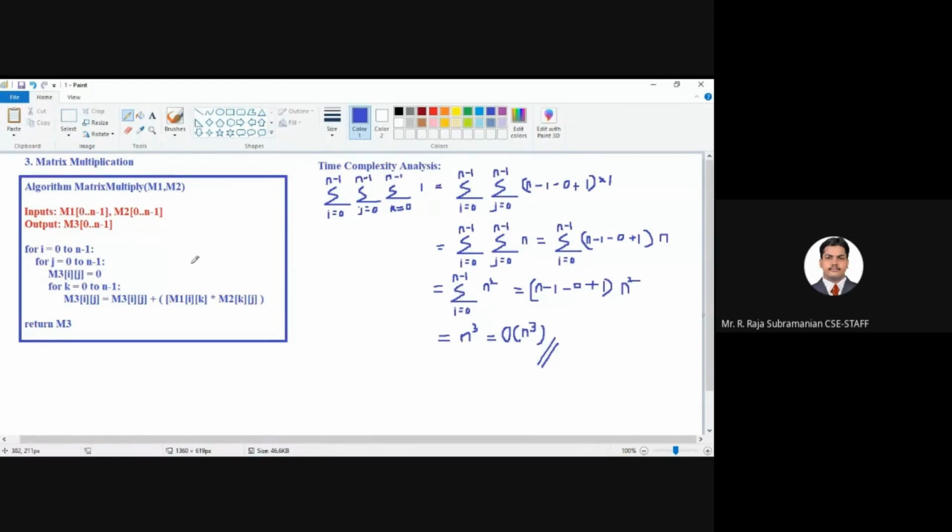Now, from an MCQ perspective, keep in mind: if it is the maximum element in a given array, big O of n. If it is unique, it is big O of n squared. If it is matrix multiplication, it is big O of n cube, and like that. This is the summary of this class.